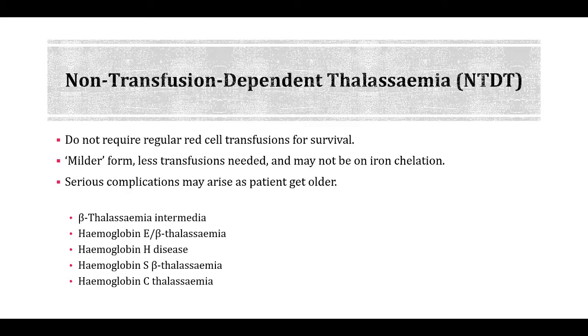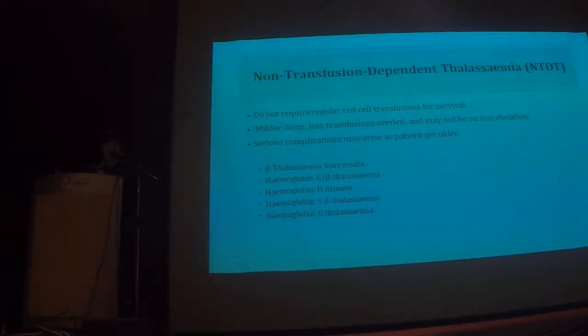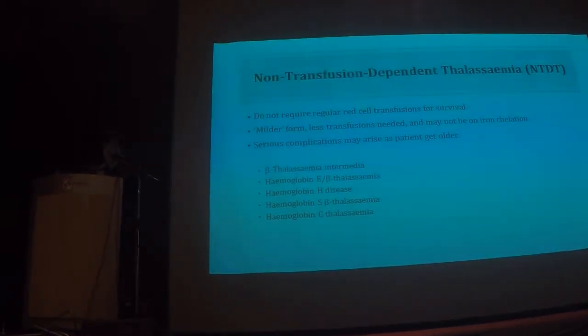Then for the non-transfusion dependent thalassemias, they do not require regular red cell transfusions for survival. So they are milder forms. They may need occasional transfusions, or when they get older, they start needing transfusions. This would be your beta intermedias, your milder hemoglobin E beta thalassemias, and your HbH disease.